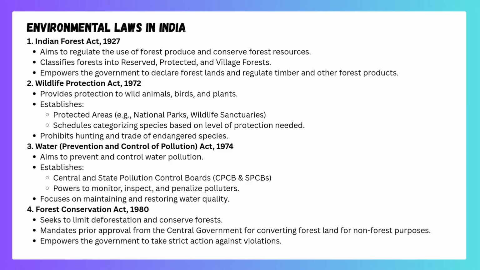3. Water (Prevention and Control of Pollution) Act, 1974. Aims to prevent and control water pollution. Establishes central and state pollution control boards, CPCB and SPCBs. Powers to monitor, inspect, and penalize polluters. Focuses on maintaining and restoring water quality.